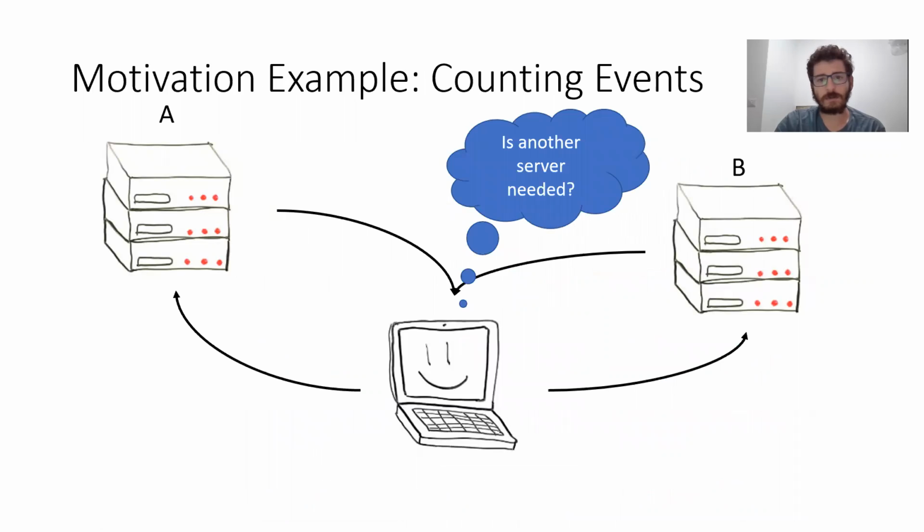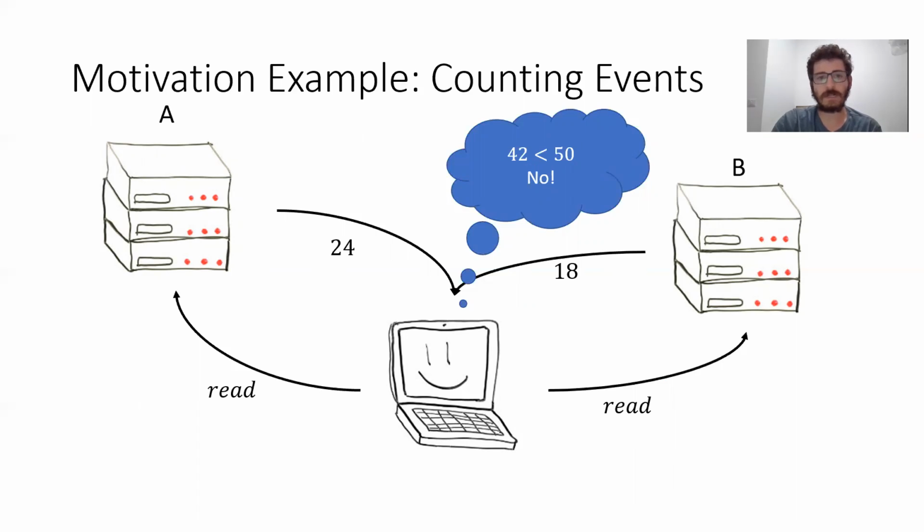So as an example, let's use a controller, which we show here as a laptop, and two servers, server A and server B. And the controller needs to decide whether or not another server is needed. It does so by querying the analytical counter on the servers, showing how many people are currently connected to the server. For example, it reads the counter from server A and sees that 24 people are connected to it. It reads the counter from server B and sees that 18 people are connected to it. It sees that the overall number of people connected to the system is 42.